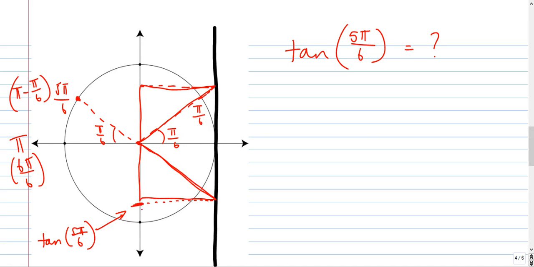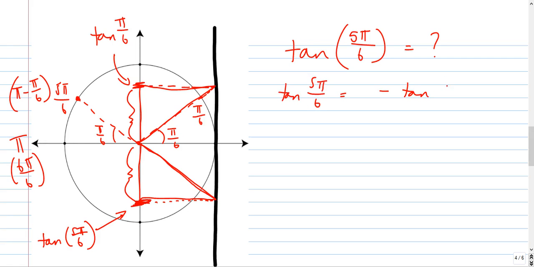So what we found is tan 5 pi on 6 is down here, it's a negative value. Tan of pi on 6 is up here, it's a positive value. And they are equally sized. That distance and that distance are the same, but one is positive and one is negative. So tan of 5 pi on 6 is equal to the negative of tan of pi on 6.